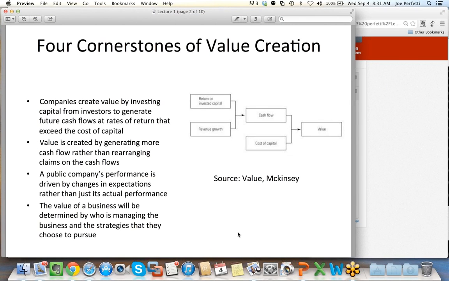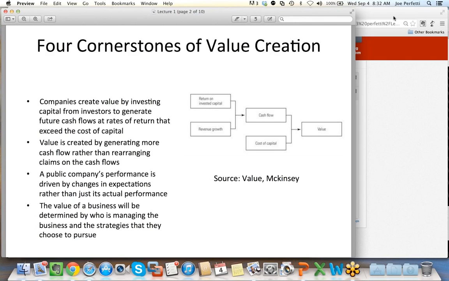So one of the things that I'd like to talk about is what McKinsey calls the 4 cornerstones of value creation. Because again, a lot of the work that we're doing this semester is based on the consulting firm McKinsey's aggregation of all of the data. And one of the things that they do is they talk about there are really 4 things that are necessary to create value as an organization. And so we'll be focusing on those this semester.